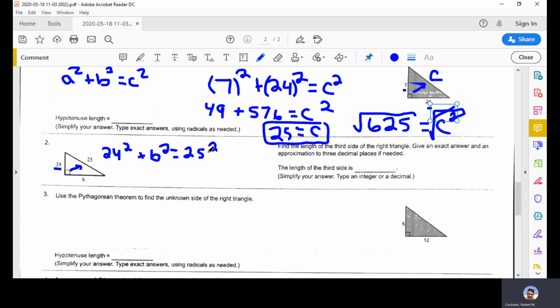All right, now we just have to go ahead and solve some stuff. If you notice, this problem here looks an awful lot like the problem we just had above it. Maybe they're just trying to teach us something here. We'll see. So 24 squared, again, 24 squared is 576. And we have a plus b squared. And 25 squared is 625.